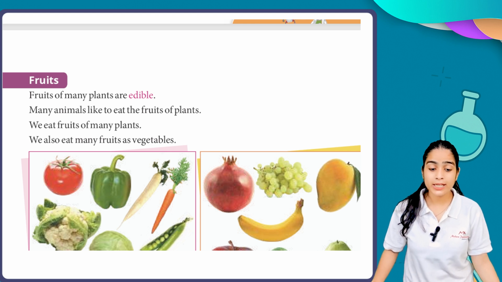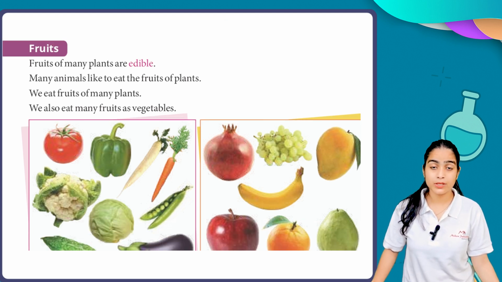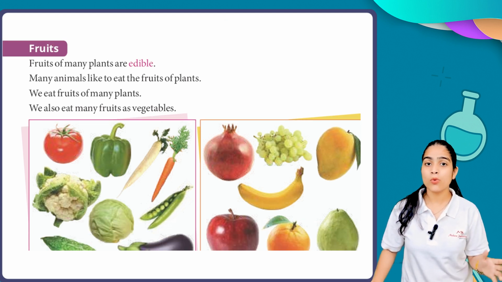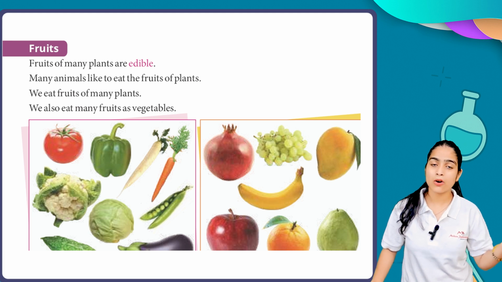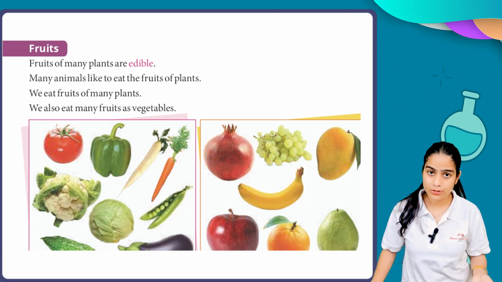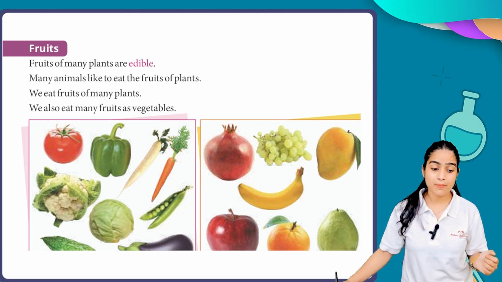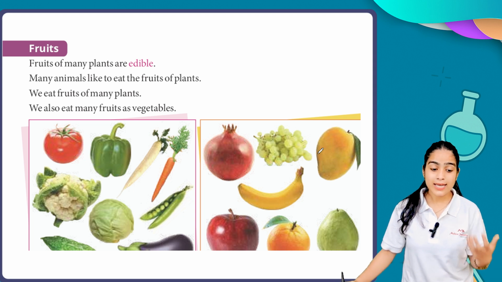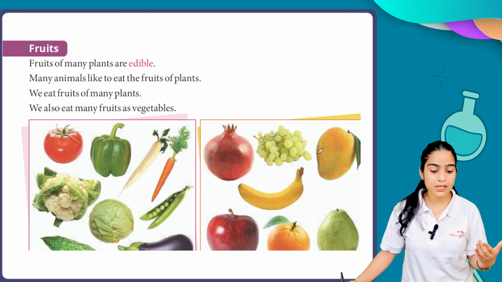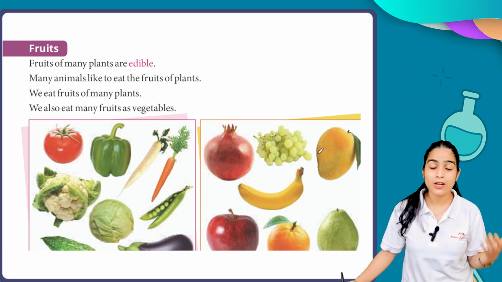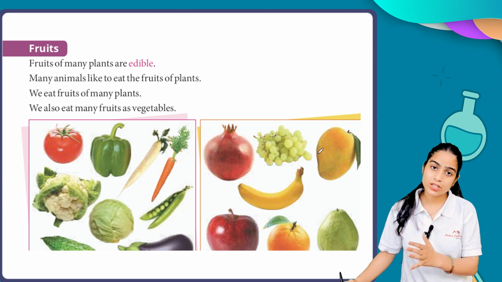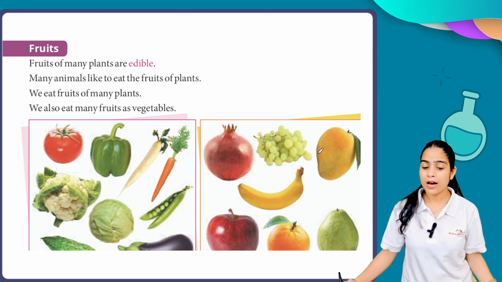We also eat many fruits as vegetables. So fruit doesn't mean only the fruits we have. Fruits are also in the vegetable part we have. For example, we have tomato, brinjal, carrot, cauliflower, peas. So these are the different fruits in the way of vegetable which we are eating.